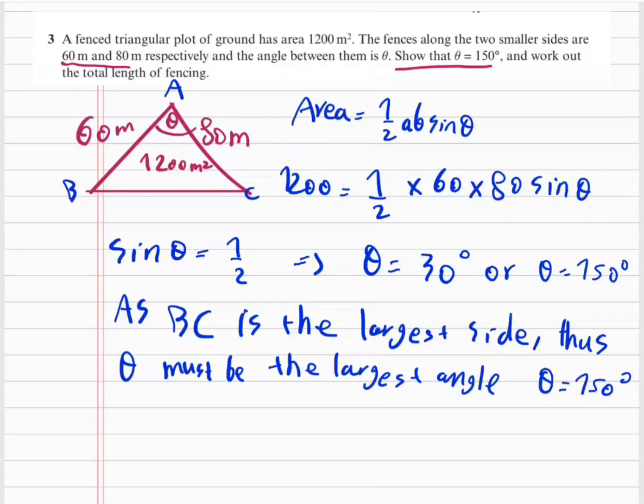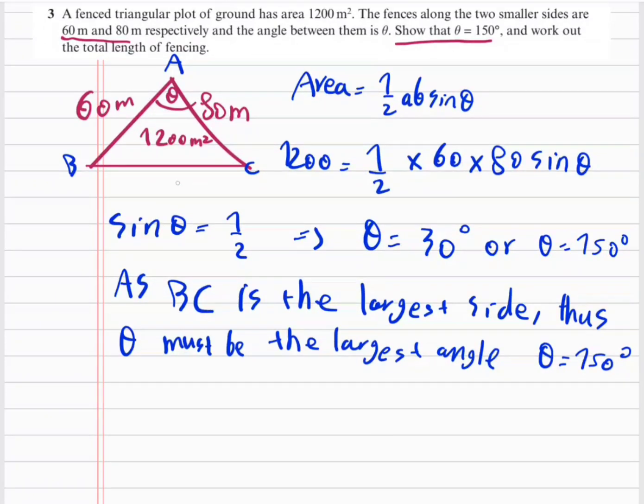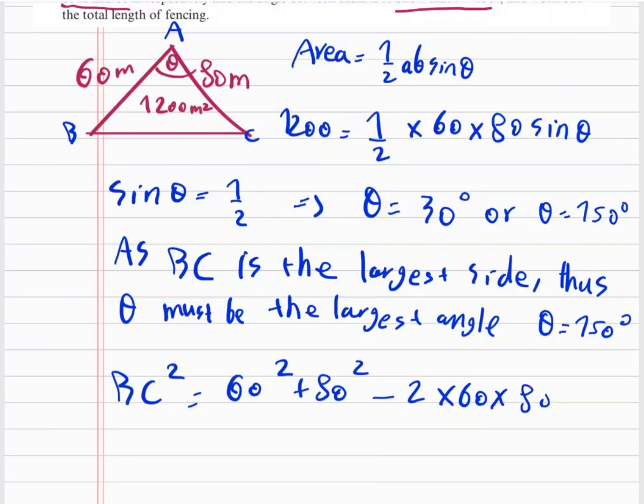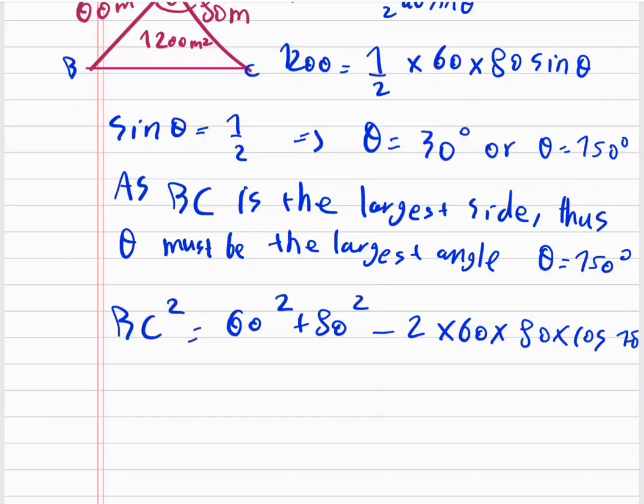And then for the next one, we want to work out the total length of fencing. So that just means that find a perimeter. Now, to find a perimeter, we first need to find BC. And we can now find BC by using the cosine rule, because this is just the perfect condition for the cosine rule, because we want to find one of the lengths and we have basically two of the lengths and the angle in between of them. So in this case, BC squared is simply equal to 60 squared plus 80 squared minus 2 times 60 times 80 times cos 150. That simply gives us BC.